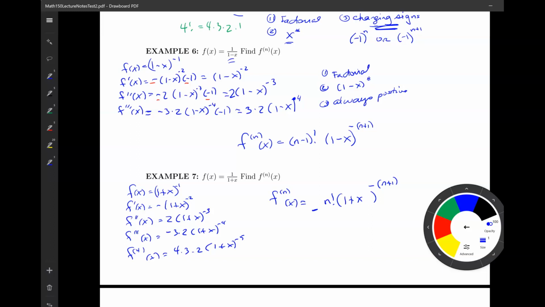So now let's deal with this in front here. It's changing signs, so I'm going to try negative 1 to the n. And if I put 4 in there, is it positive? Yes. If I put 3 in there, is it negative? Yes. So that works.